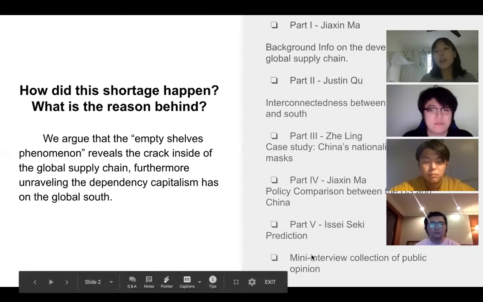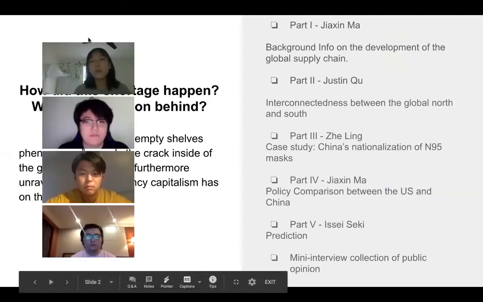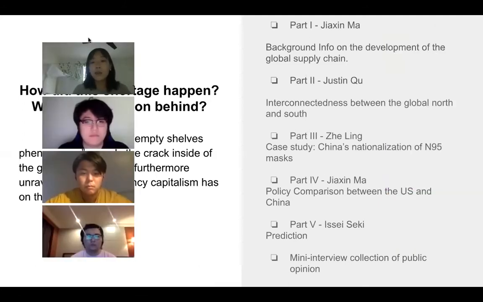The first part is designed by Jiaxing Ma, which provides us background information on the development of the global supply chain. And then we're going to part 2 with Justin. He's going to introduce us to the interconnectedness between the global north and south. And then part 3, Jolene's going to tell us about China's nationalization of N95 masks as a case study to help us better understand this current situation.